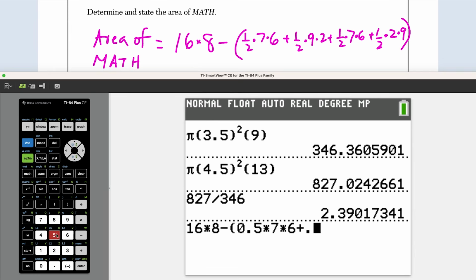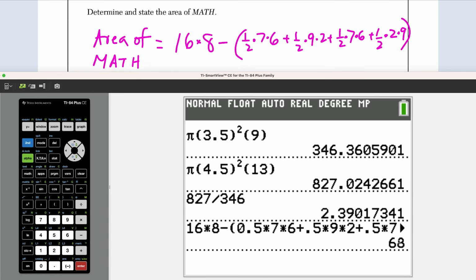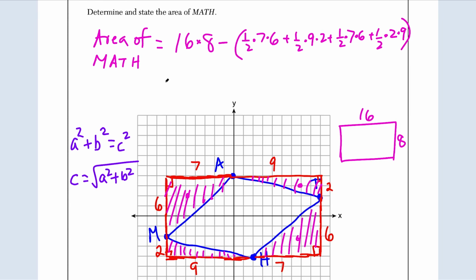Then we have 1/2 times 9 times 2. So we're going to multiply that one out. And now we have the third triangle we said was 0.5 times 7 times 6. So let's write a plus here. So we have plus 0.5 times 7 times 6. So that's our third triangle. And then the last one here, we have another plus 0.5 times 2 times 9. Okay, now we could close the parentheses and press enter, and this gives us the area 68. So our solution here, the area of math is 68 square units.